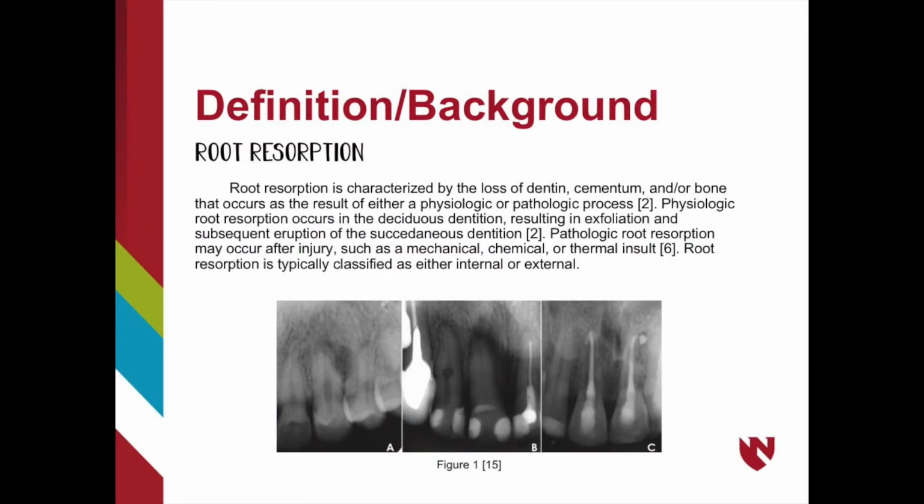Root resorption is characterized by the loss of dentin, cementum, and/or bone that occurs as the result of either a physiologic or pathologic process. Physiologic root resorption occurs in the deciduous dentition, resulting in exfoliation and subsequent eruption of the succedaneous dentition. Pathologic root resorption may occur after injury, such as mechanical, chemical, or thermal insult. Root resorption is typically classified as either internal or external, as seen in Figure 1.